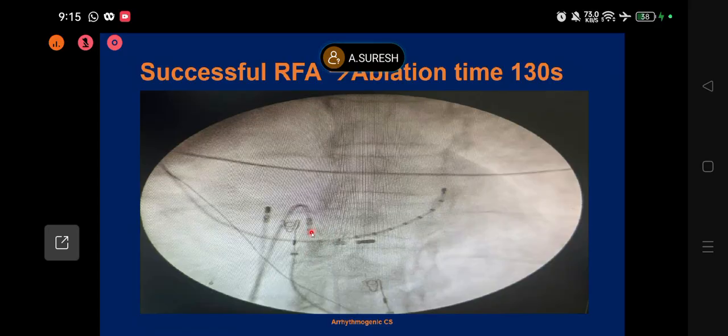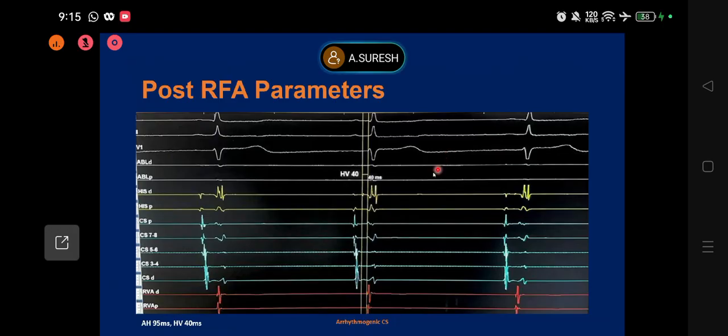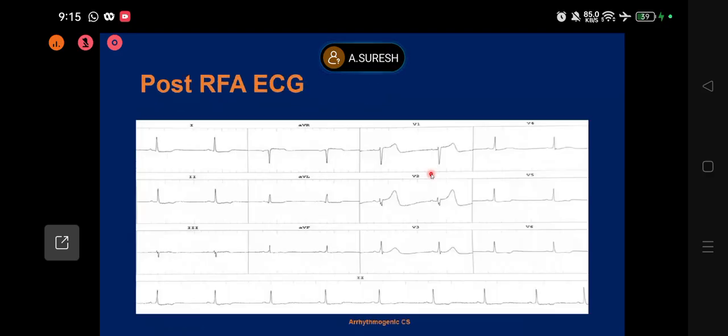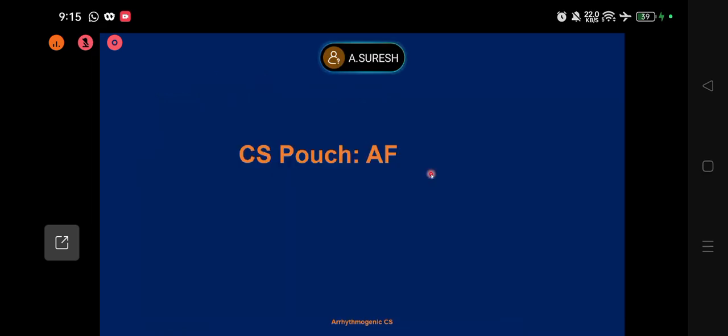This is the ablation catheter, a flexibility irrigated catheter, at 25 watts, 17 ml per minute. The ablation was given for 130 seconds, and there was no pre-excitation. Post RFA, atrial extra stimuli and VES were both given under isoproterenol, and no AF was induced. Even adenosine 18 milligram was given, and there was no reconnection of the pathway. So this is the post RFA ECG. There is no pre-excitation, and this patient had atrial fibrillation because of the coronary sinus pouch.